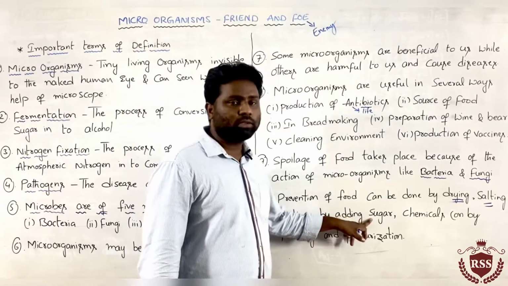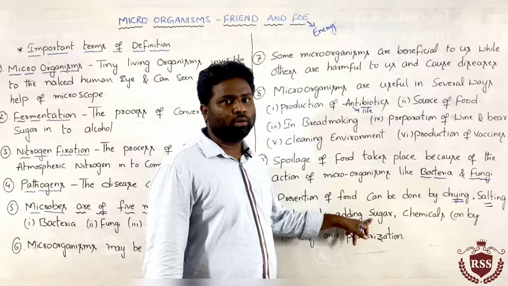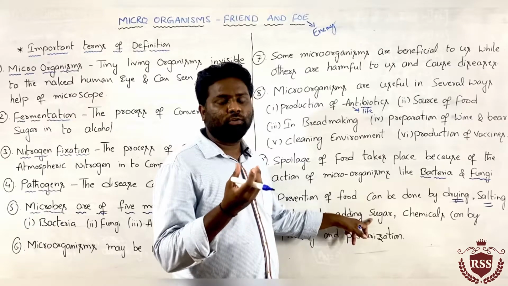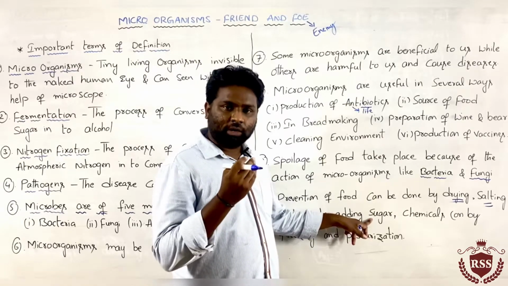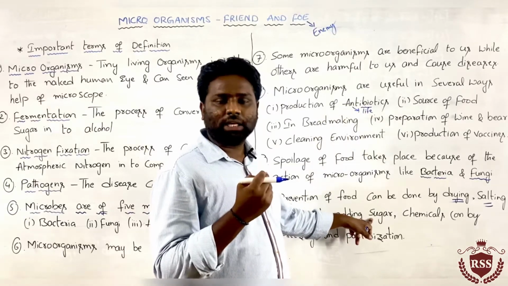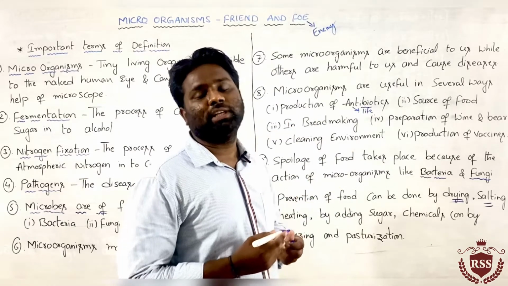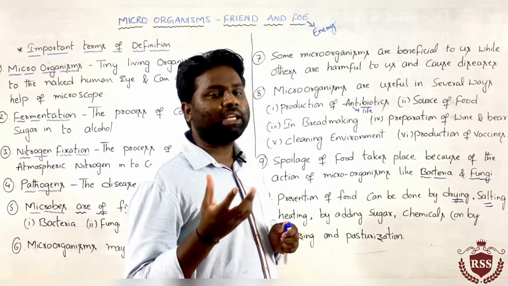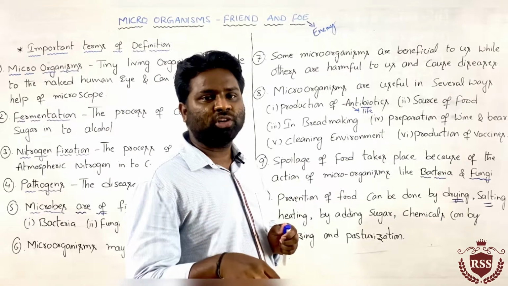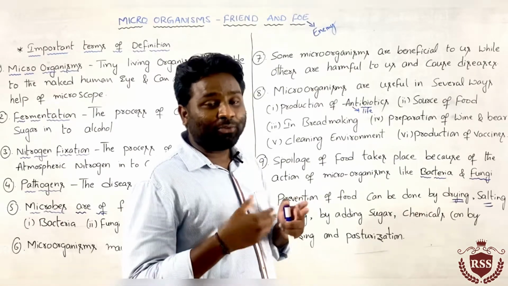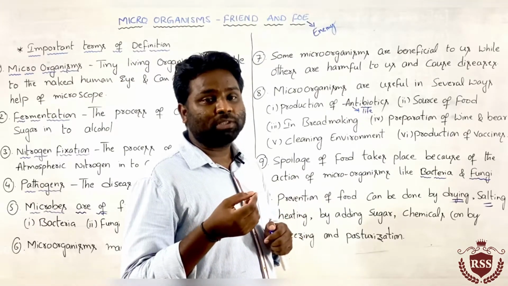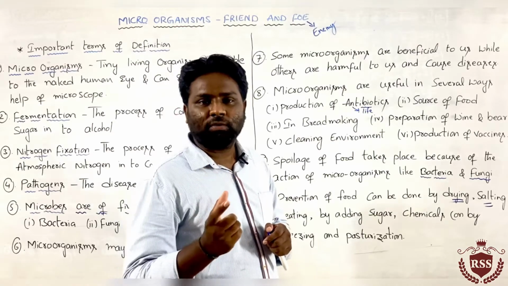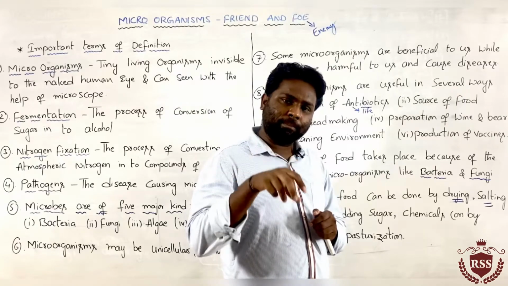Then by adding sugars, for example gulab jamun. If you see, the gulab jamun is present in a sugar solution. If you keep gulab jamun in the sugar solution, we can eat it for some more days. That's why bakeries keep gulab jamun in sugar solution. We feel the sugar solution is for sweetness, but that's not correct. That sugar solution is for the storage of the gulab jamun.